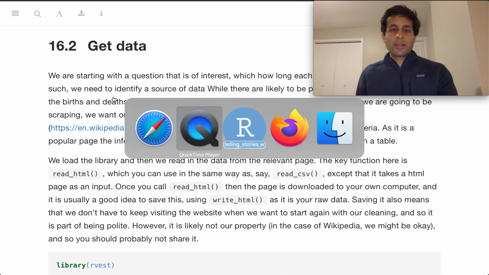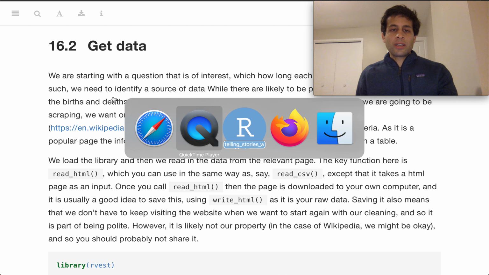So what we need, firstly, is some sort of equivalent to read CSV, but for websites. And in this case, we use the rvest package, and within that package, we use read_html. For those of you who are used to this read CSV business, it's just the equivalent, except we are going to pass it an HTML page. So in this case, we just copy and paste the website address there, and we pass that as the sole input into read_html.